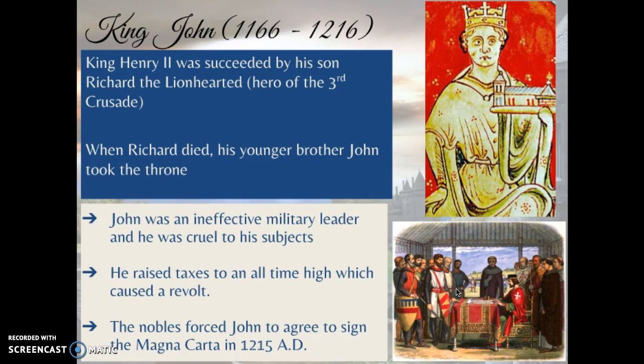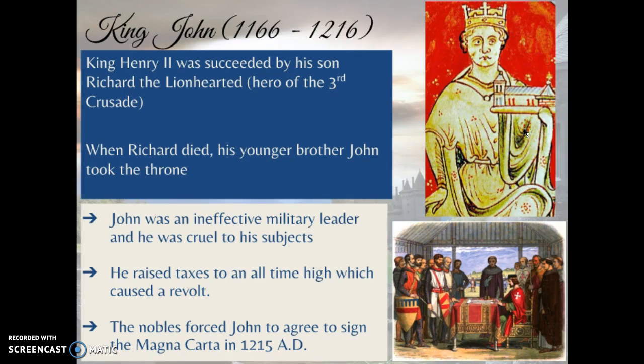Okay, so King Henry has a famous son. We talked about him with the Crusades, Richard the Lionhearted. But when Richard died, his younger brother John took the throne. And John's nickname was Bad King John. And so you'll notice, although maybe he was good at one point, because he also has a portrait of him giving a church to somebody. So these are why he was bad, right?